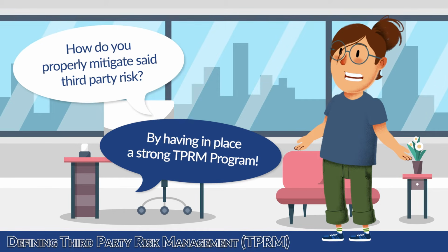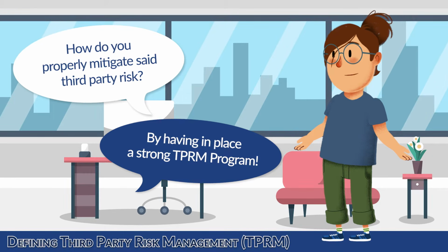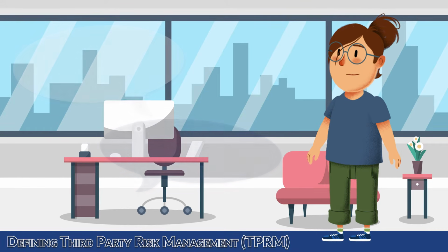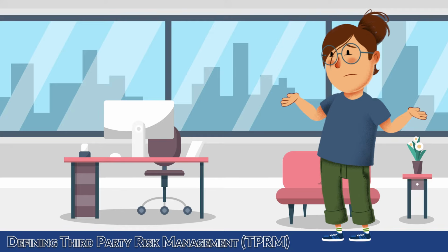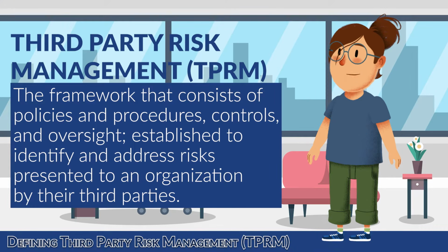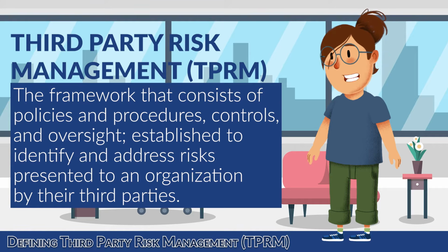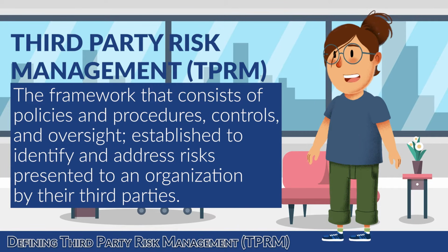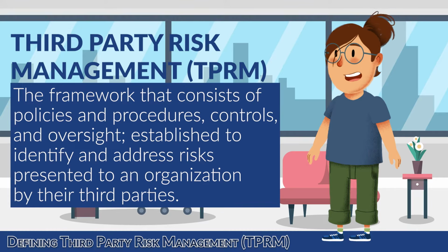How do you properly mitigate said third-party risk? By having in place a strong TPRM program. But what does TPRM entail? Third-party risk management is a framework that consists of policies and procedures, controls, and oversight, established to identify and address risks presented to an organization by their third parties.